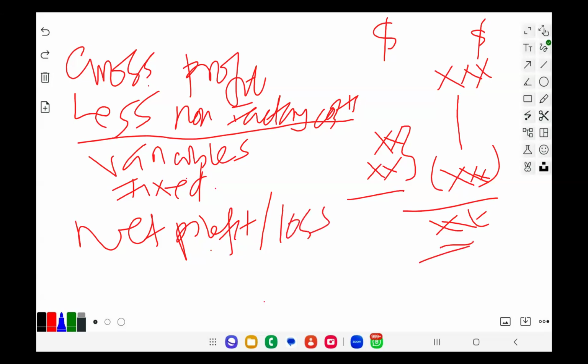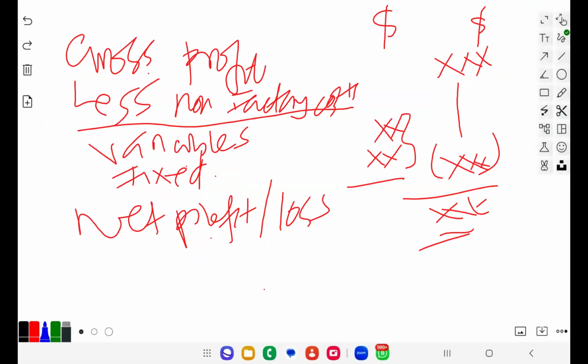Is that clear? This is a simple format for absorption costing and marginal costing. Is there any question? Do you have any question before I send a problem?